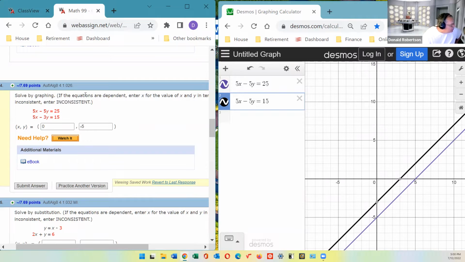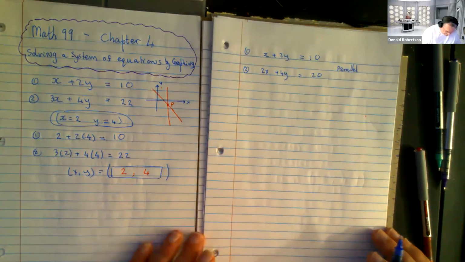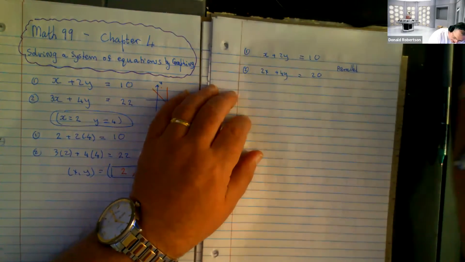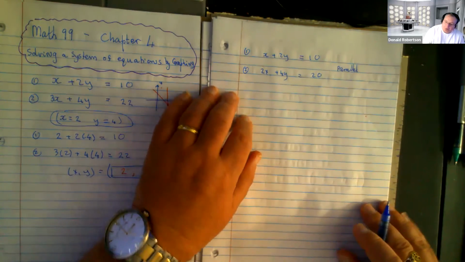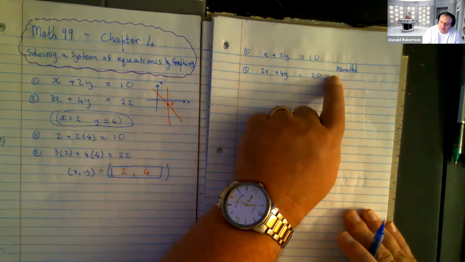Now, if they happen to be the same line on top of each other, let me show you an example of that and how you would write down your answer if it happened. WebAssign randomizes the questions. So the problem I've got is that the questions you get will be different from mine. And so I get ones that seem to be crossing all the time, but you might, and I'm sure you will, get a couple of lines that are parallel.